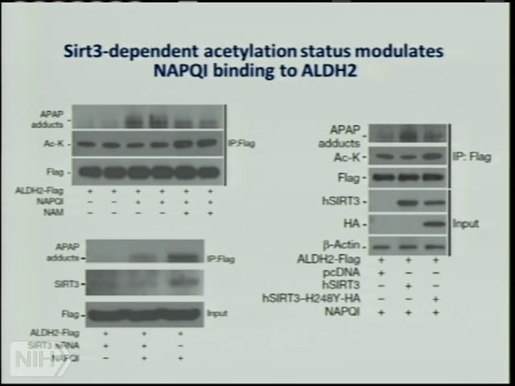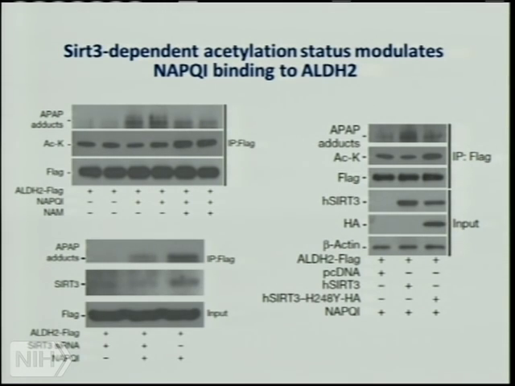This was an IP experiment with overexpressed flag-tagged ALDH2. When you added NAPQI and measured for the adduct, it was increased. But if you added nicotinamide, which blocks SIRT3, there was decreased binding. And we also show, again with these overexpression studies, that if you use wild-type SIRT3 and the flag-tagged overexpression of ALDH2, with IP with the flag and immunoblot with the NAPQI, you see increased binding. And if you use the deacetylase mutant, so you retain acetylation of ALDH2, you get less binding.